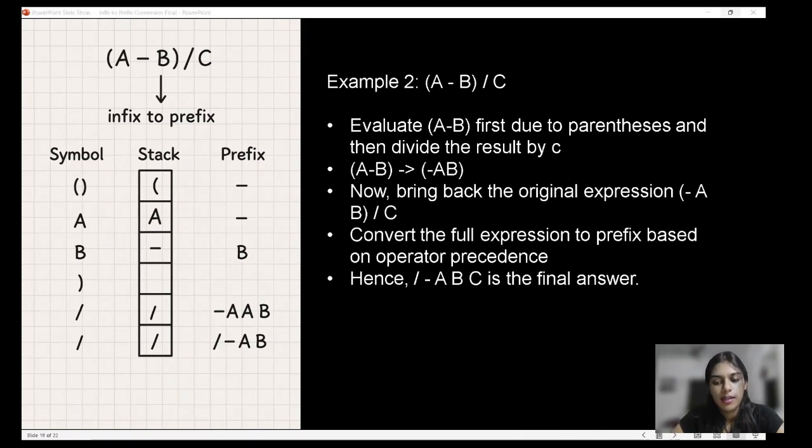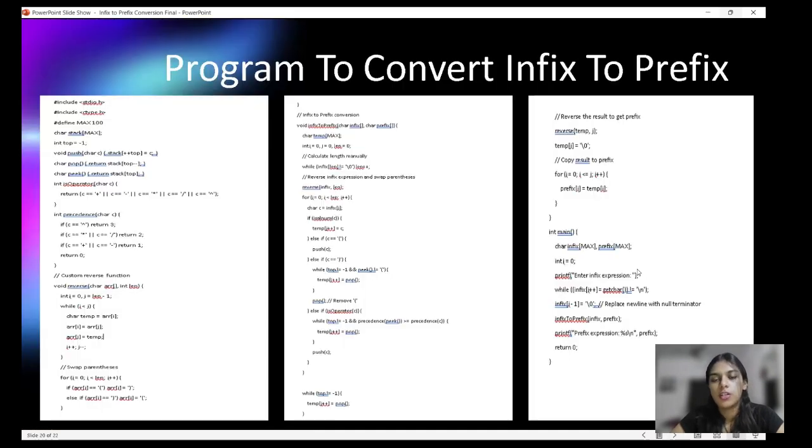Coming to our next slide, we will see a program to convert an infix expression to a prefix expression. So now we start with our header files, which is include stdio.h, ctype, and define MAX. Define MAX 100 is the maximum size of an expression. Then we go to our character stack, which is an array to simulate the stack. Then top is the index value. And then we push a character onto the stack and increment it. Then we remove and return the top element of the stack, and then return the element without popping it.